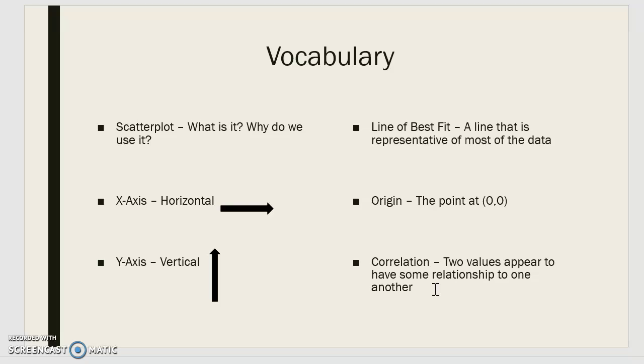So just because two variables look like they have some relationship with one another does not mean that one of them causes the other variable.